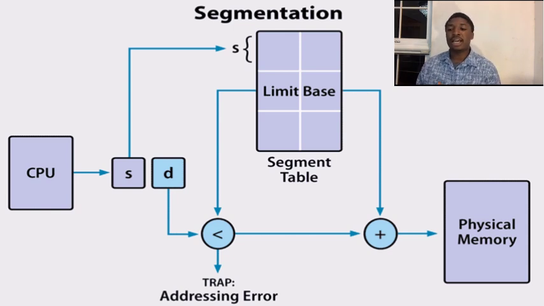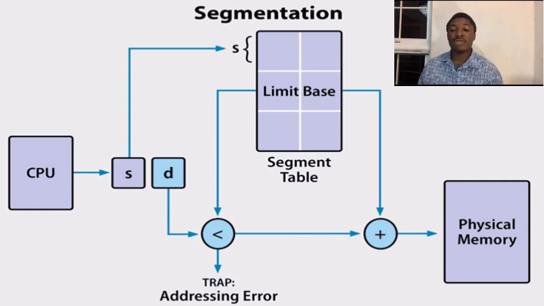So you can see the S going to the limit base to check whether it's portable or it pairs with the offset. So we go to the limit base and we come back to the less than sign, and we can see that the offset leads down to the less than sign. And this is what happens here.